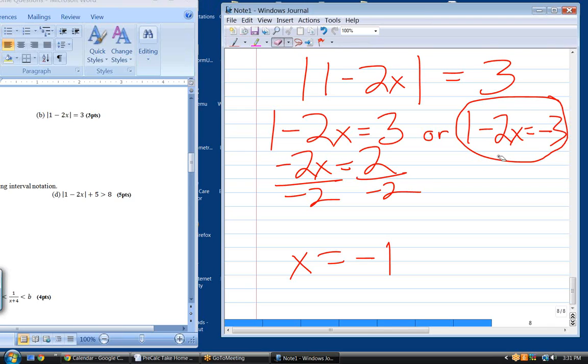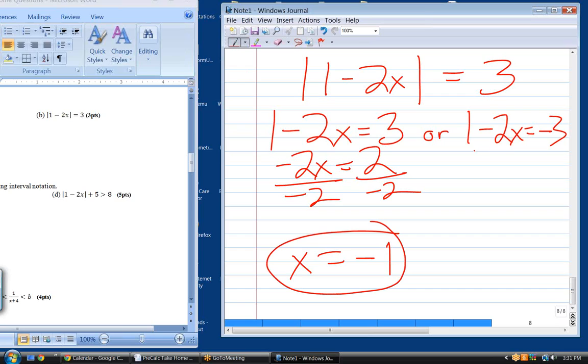Okay? Now we have to solve this one. In other words, this is only one solution. Now we solve that one. Well, how do I solve that one? Minusing the 1 on both sides, so we're going to do negative 2x equals what? 4. Negative or positive? Negative. Negative 4. In other words, minus 3 minus 1 equals minus 4.